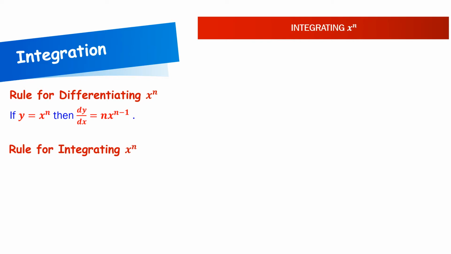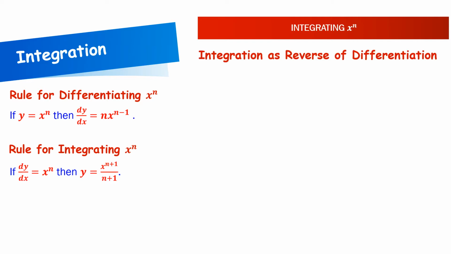The reverse of differentiating is integrating, and the rule for integrating x to the power n is: if dy dx equals x to the power n, then y equals x to the power n plus 1 divided by n plus 1. Integration is the reverse of differentiation.